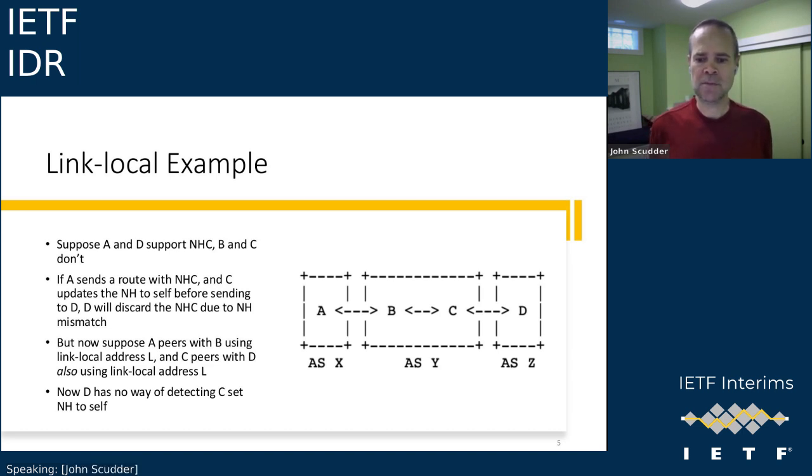D gets the route, takes a look at the NHC, takes a look at the next hop it got, says these don't match, throws away the NHC, great. Okay, now let's suppose that A peers with B using only a link local, and C peers with D using only a link local. And just to make things worse, they have just happened to have chosen the same link local address, which, if they're using EUI addresses, that's vanishingly small probability, but sometimes people configure their link local addresses, so it could happen.